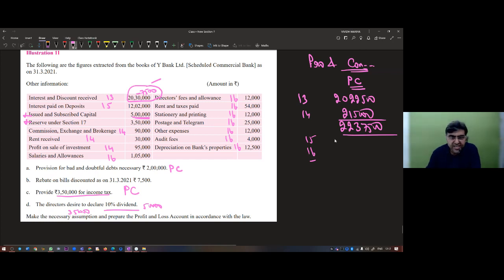Now interest expended is 12,02,500. 16 is 1,05,000. 12,000. 2,36,500. And provisions and contingencies will be 2 lakh plus 350, 550.